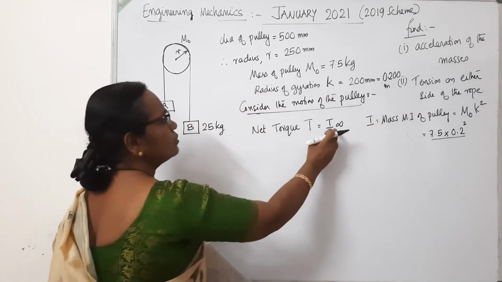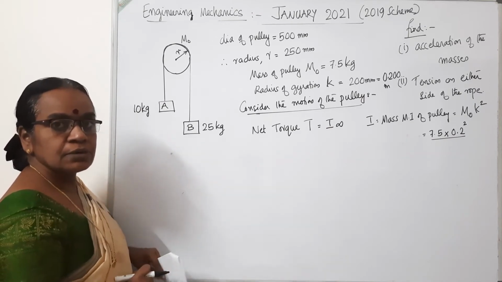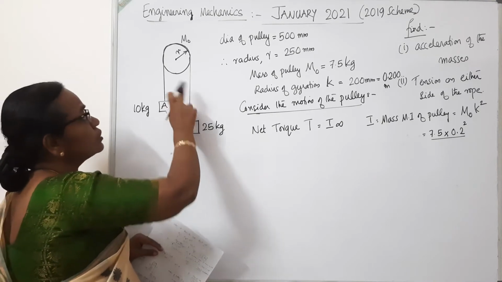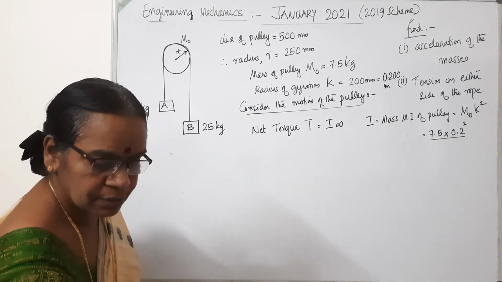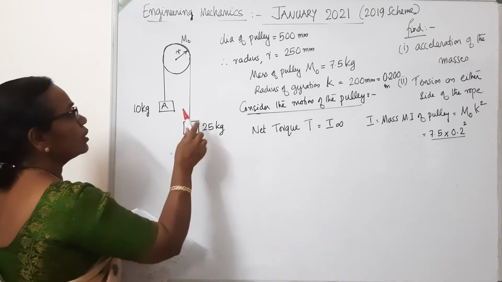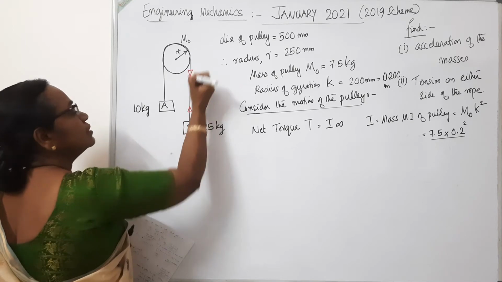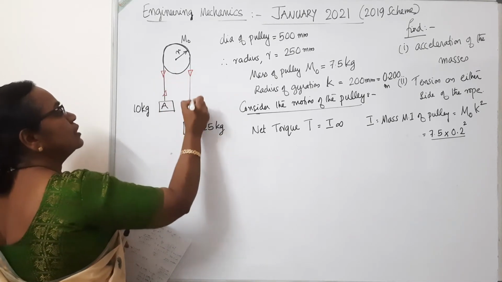Now we have to see what alpha is. We don't know the angular acceleration of this pulley. No data is given for that. Let us see whether we can find out the torque in the pulley in any other way. Consider this mass, 25 kilogram. The tension in the rope will be acting like this. Similarly, the tension in this rope. This is tension.